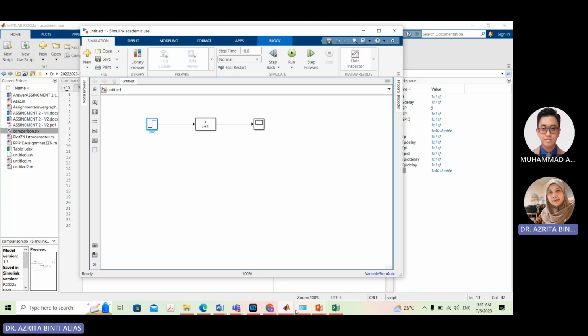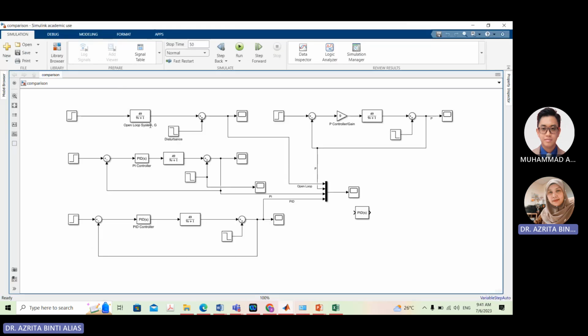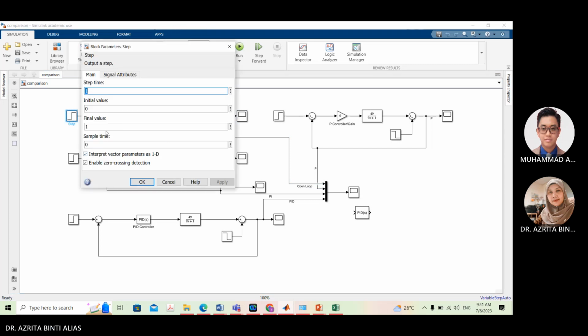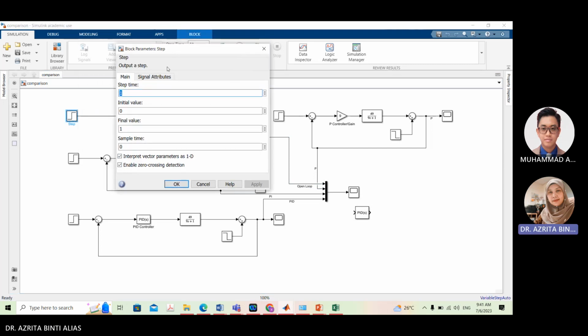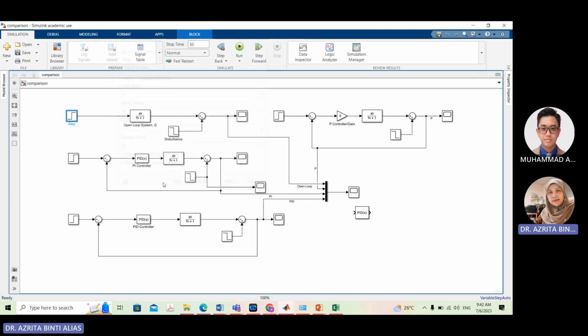I will directly show the one I have already drawn. So here, this is the open loop system. For the open loop system, the start time is 1. It depends on the delay values. Your delay values. If your delay value is 1.4, you need to put it as 1.4. Okay, so from 0 until 1.